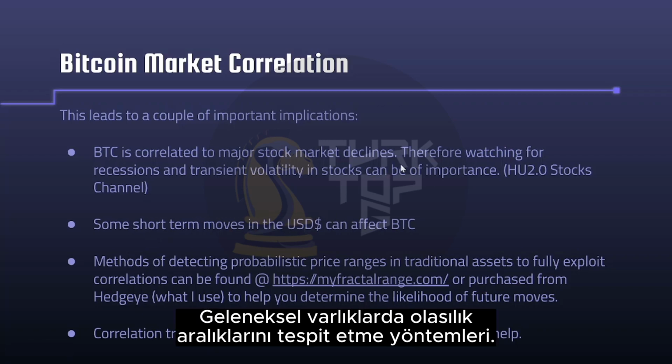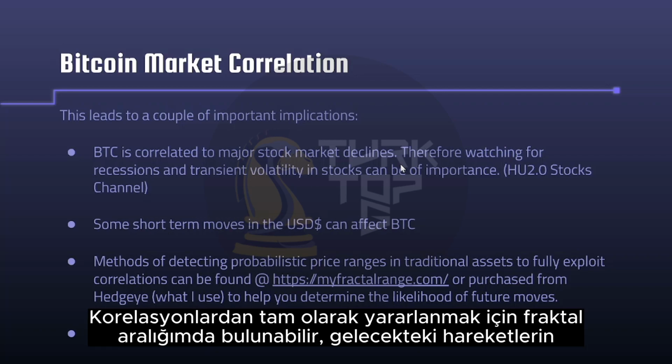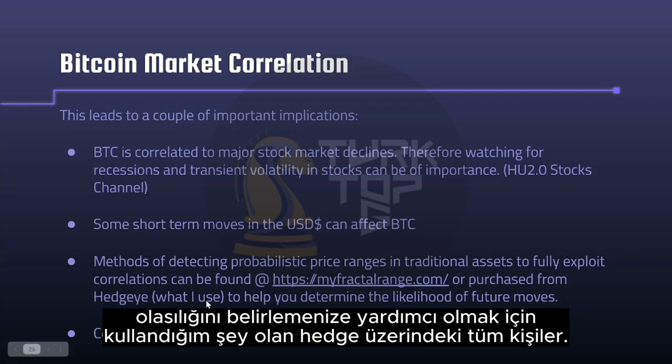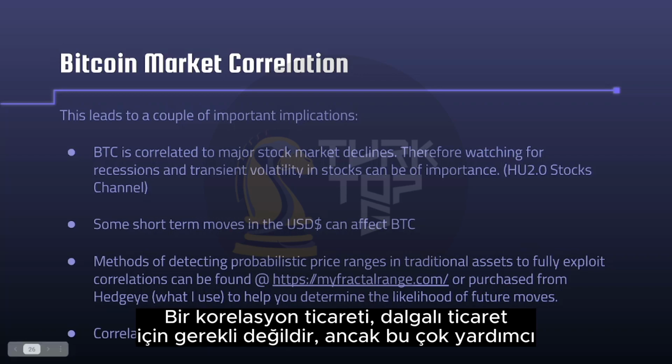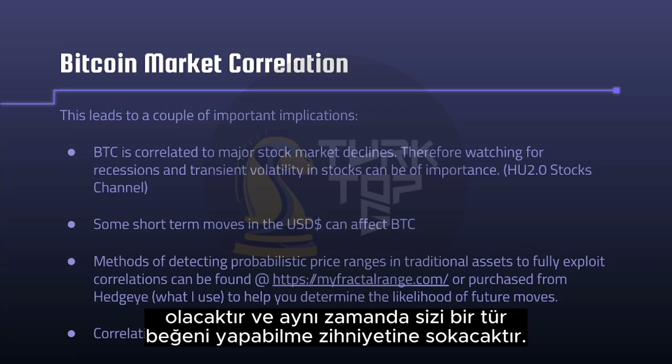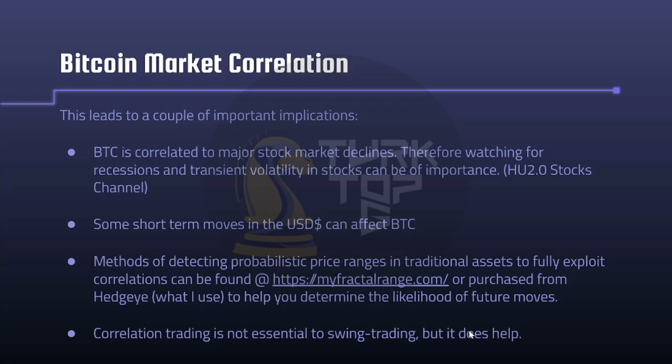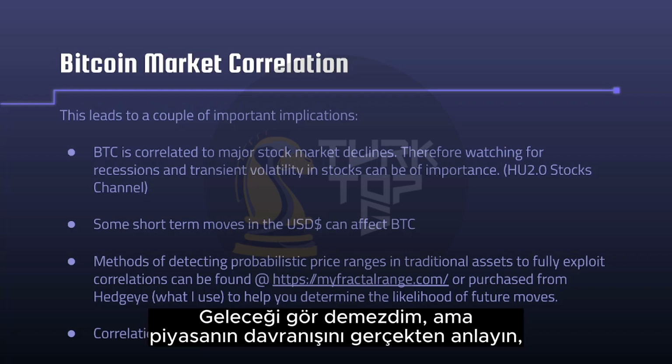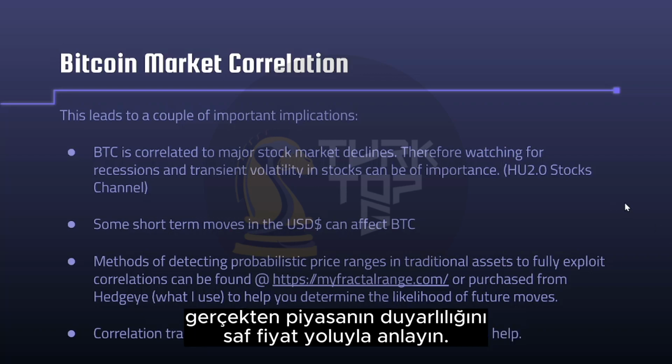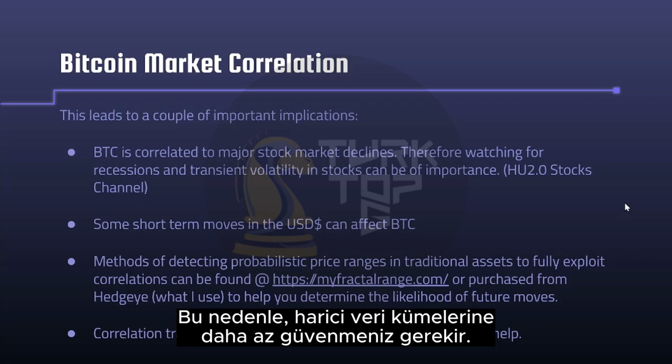Methods of detecting probabilistic price ranges in traditional assets, to fully exploit correlations, can be found at my fractal range or purchased from HedgeEye, which is what I use, to help you determine the likelihood of future moves. Correlation trading is not essential to swing trading, but it does help a lot, and it also gets you into that mindset of being able to, I wouldn't say see the future, but really get an understanding of the behavior of the market, really the sentiment of the market, through pure price. So you need to rely on external data sets less.